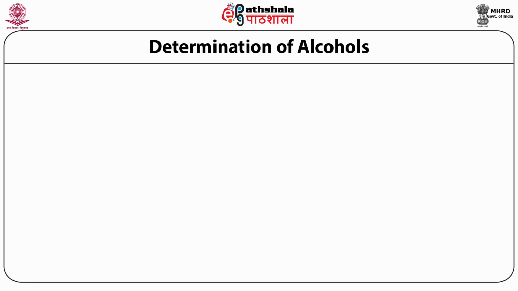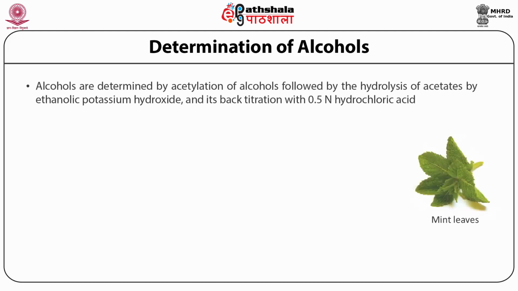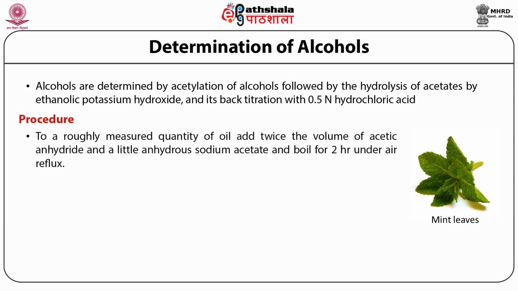Let's go to the determination of the contents of volatile oils. The first one is determination of alcohols. The alcohols are determined by acetylation of alcohols followed by hydrolysis of acetates by ethanolic potassium hydroxide and back titration with N/2 hydrochloric acid. The procedure goes like this. To a roughly measured quantity of oil, add twice the volume of acetic anhydride and a little anhydrous sodium acetate and boil for 2 hours under air reflux. So these acetates are formed.